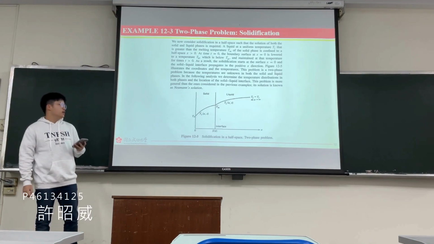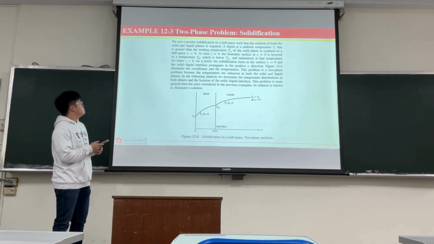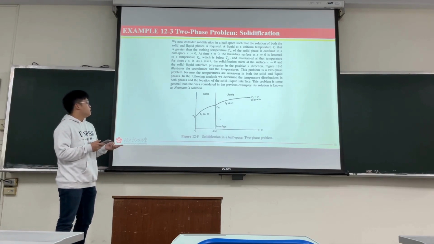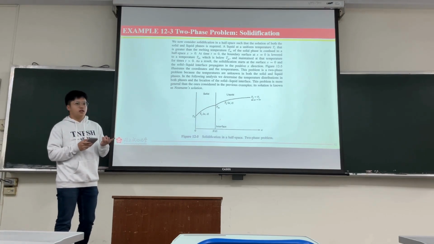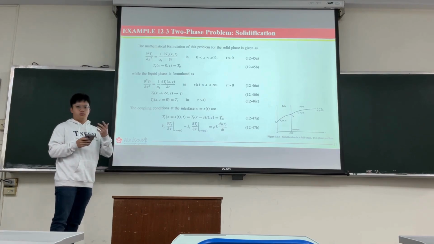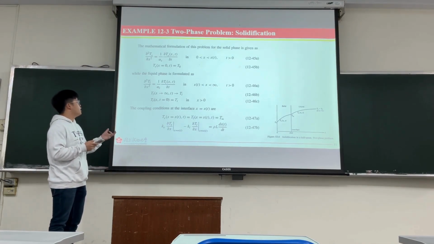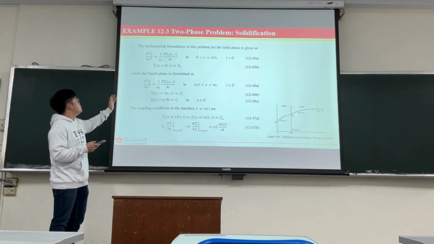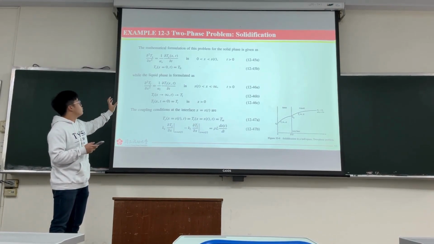Hello, and here's my part for example 12-3. This is a solidification problem, and we have two phases, one solid and one liquid. So we have to write a heat equation first. Because we have two different phases, we have to write two different heat equations, separated for the solid phase and the liquid phase. The first equation is for the solid phase, and the second equation is for the liquid phase.